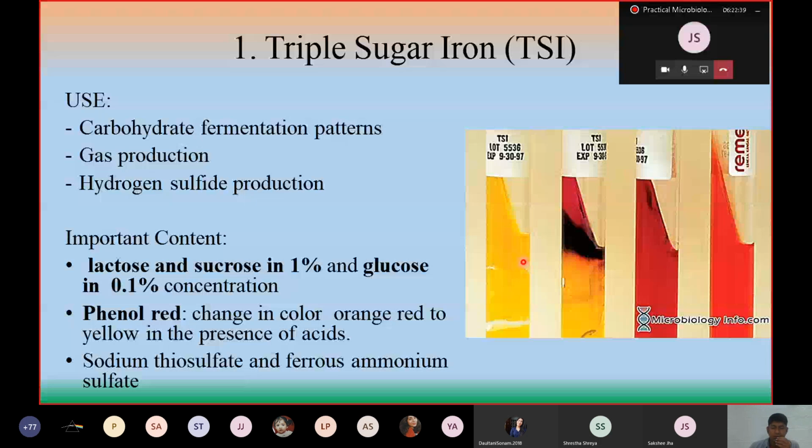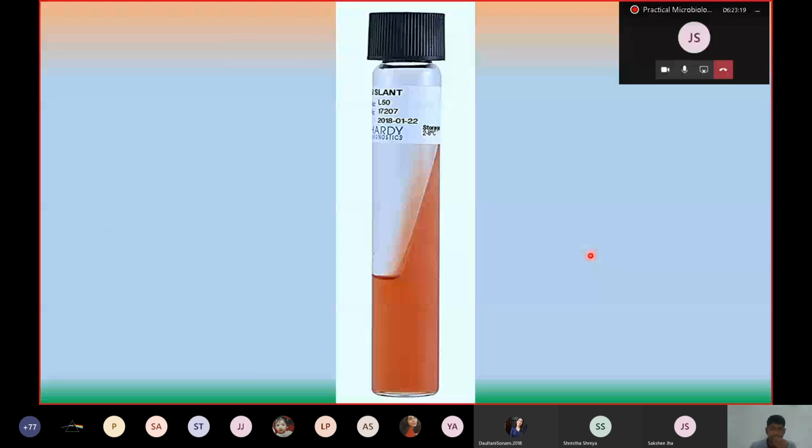Now for those organisms that produce hydrogen sulfide, that hydrogen sulfide will be trapped by ferrous ammonium sulfate, and ferrous sulfide will be formed, which is not a gas, so that will be a precipitate seen like this. If they are heavy H2S producers, then the whole thing will be black. We'll see the picture later. Or if they are very low H2S producers, then very little area will be black. This is the color of TSI.